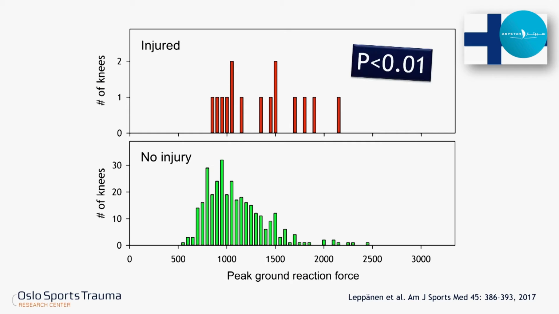What the Finns found, though, was if you look at peak ground reaction force in this, and what peak ground reaction force tells you is how stiff is their landing, how stiff is their jump. Do they go down softly and come up again, or do they sort of bounce off the ground? And here, there was a significant difference. I doubt, if you look at the graphs here, that you would think that this is a great screening test.